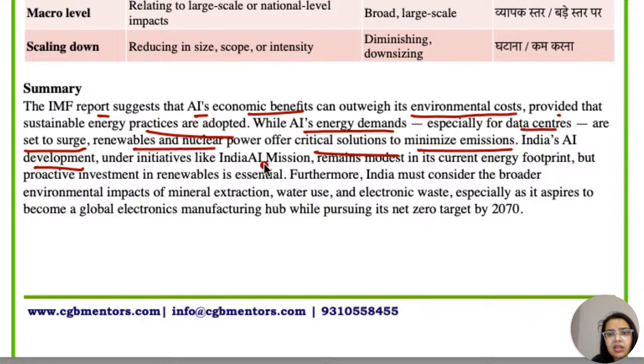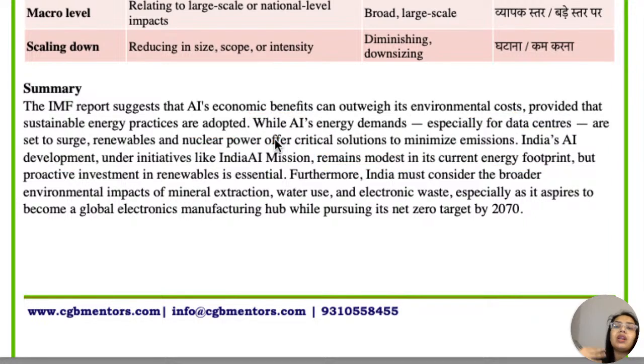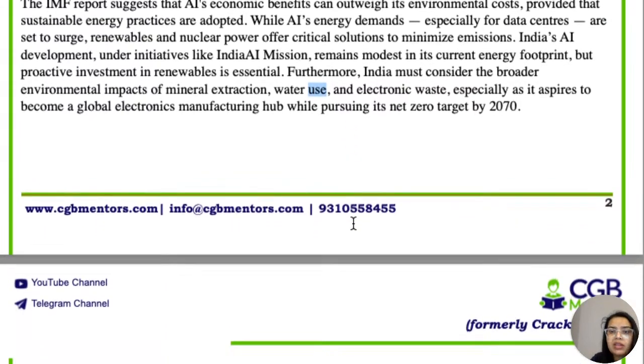India's AI development under the initiative remains modest in its current energy footprint. That means we have not gone aggressive. Currently, we are on the level which is okay. But proactive investment in renewable is essential. But that doesn't mean in future it will be the same. So from now onwards we need to prepare. We need to be proactive. We cannot be lazy. Furthermore, India must consider the broader environmental impacts of mineral extraction, water use, etc., especially as we want to become net zero by 2070. Okay, so yeah, this is the summary, 2-3 main points.